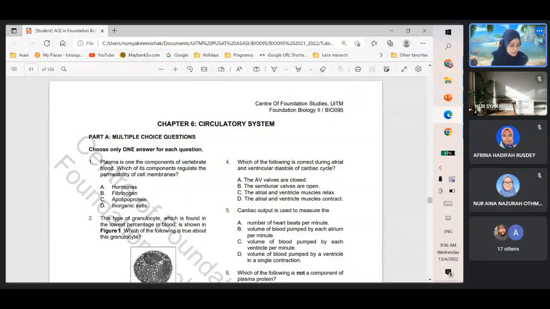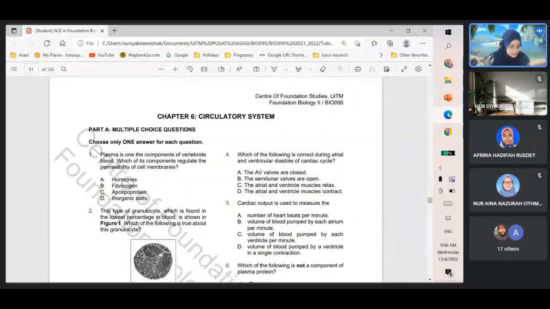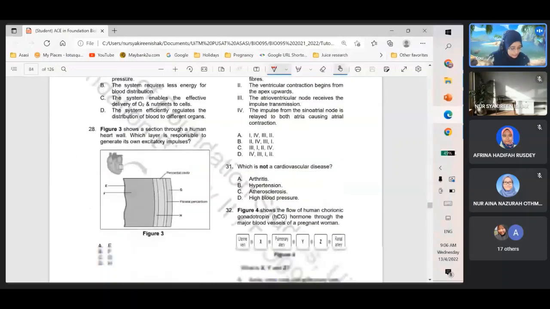Okay, so we are going to discuss a tutorial question on chapter 6 on circulatory system. We are going to discuss part A, multiple choice questions. It consists of 32 questions. I hope that we can cover the questions today in this session. For today's session, we are going to go from the top of the list.